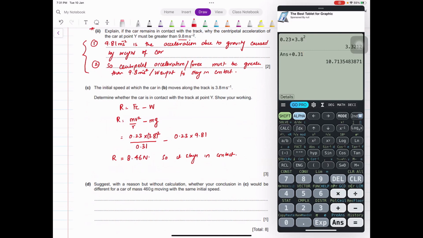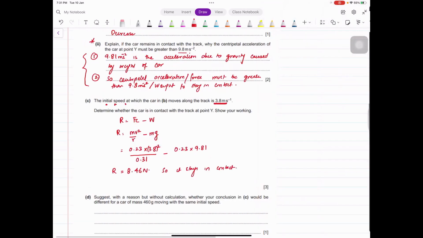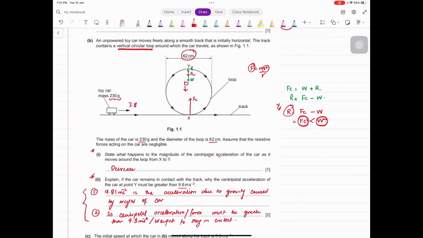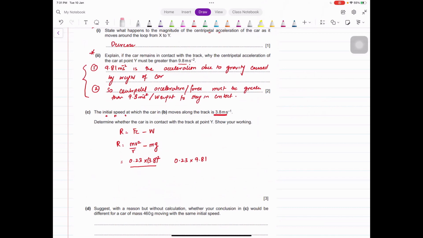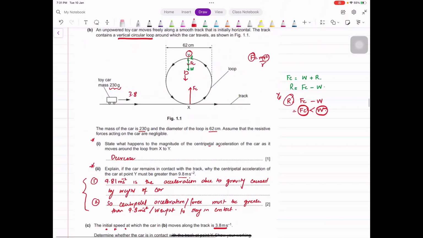Yeah, I remember that. But the thing is that this says the initial speed is this. Oh my God, sorry. It means that the speed initially is 3.8. We don't know what the speed is at this point. First, we should find the speed at this point. Sorry. Yeah, let's do that. We have the same equation. Let's keep it here. Let's find the speed here.